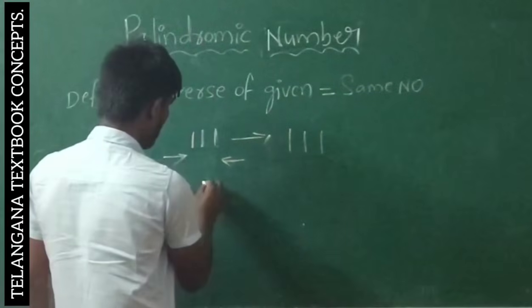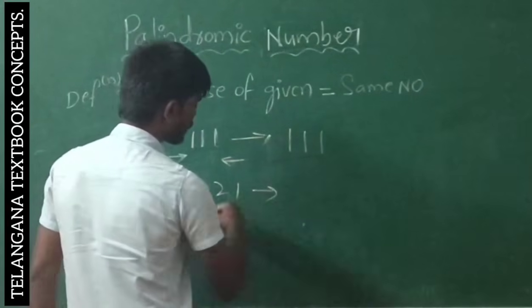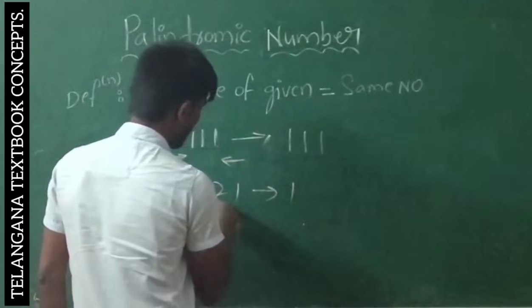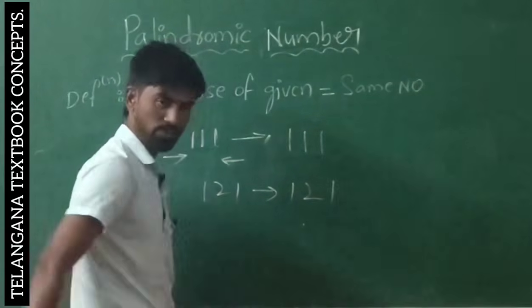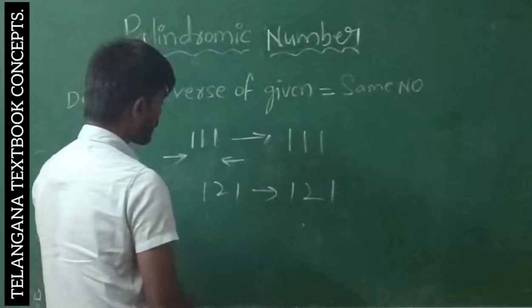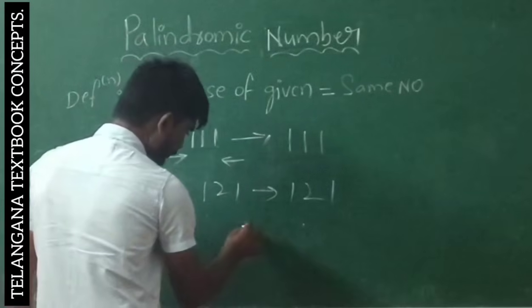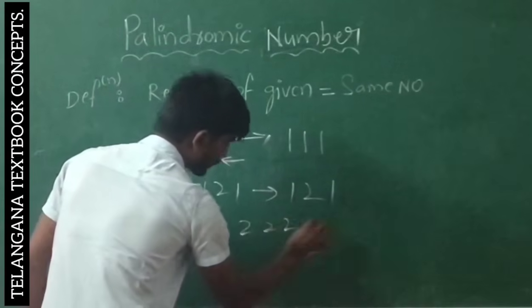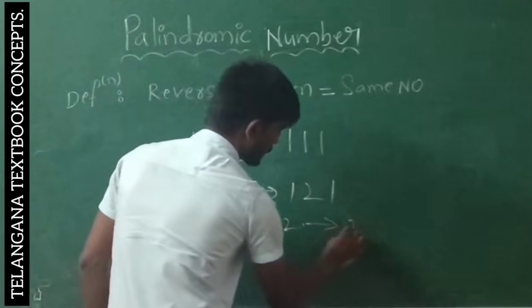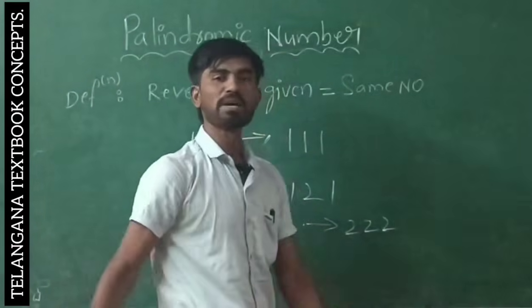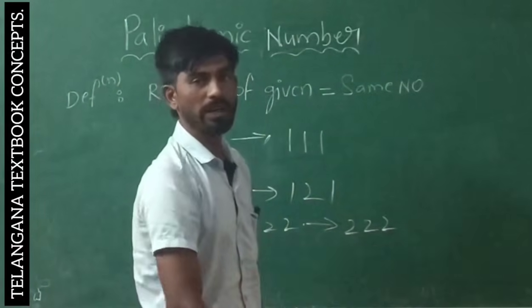number. Here suppose 121 is there. Here I am going to write 1, here 2, here 1, 121. Here another number is, suppose 222. I am going to write it in reverse order, 222. These numbers are called palindromic numbers.